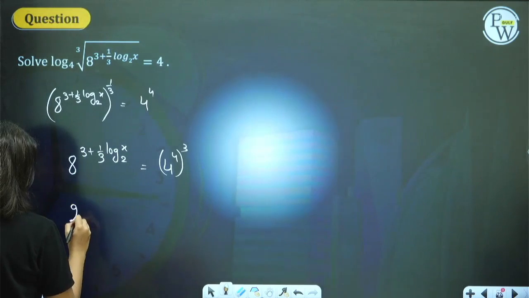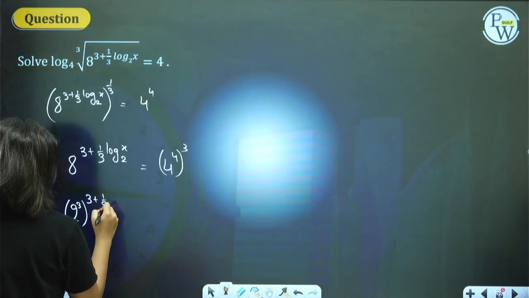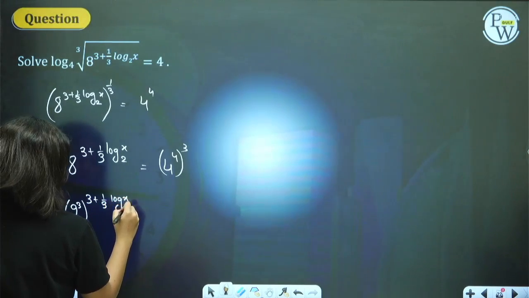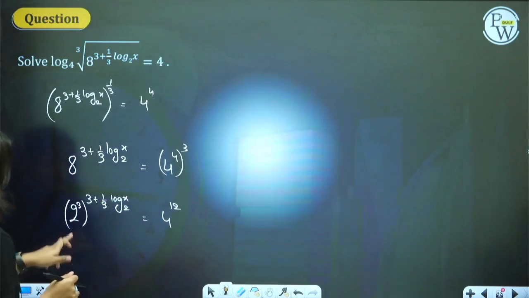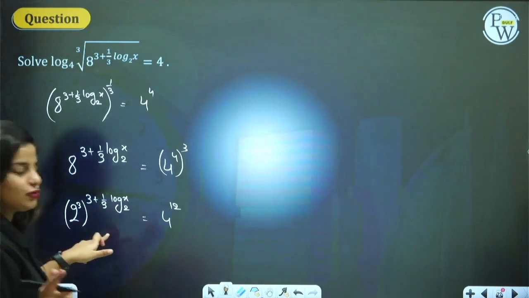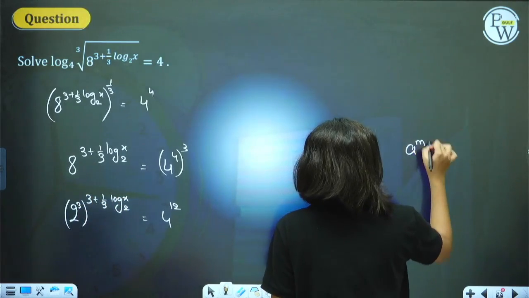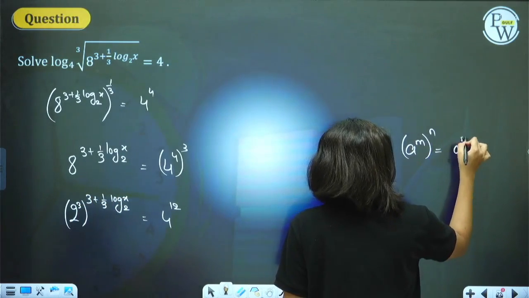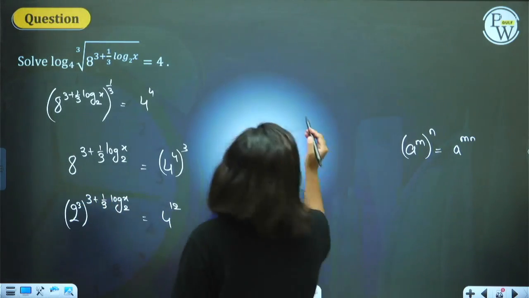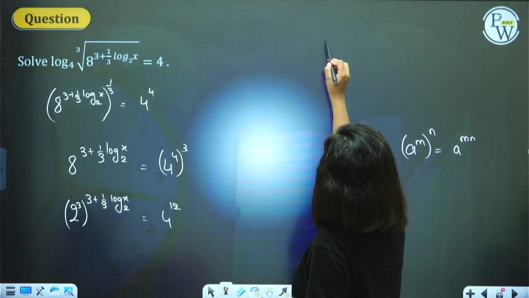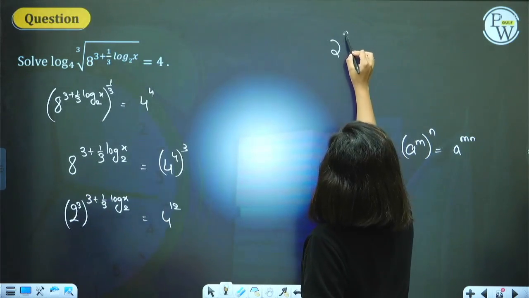8 can be written as 2 cube. You must be wondering, why ma'am, why are you doing this? Just have a little patience. This is 4 raised to 4 3s are 12. What have I done? 8 is written as 2 cube. And now this 3 can be multiplied. It's like a raised to m, the whole raised to n is a raised to m n. So this 3 will get multiplied with the entire power. So 2 raised to 3 multiplied with the outer 3, we get 9.